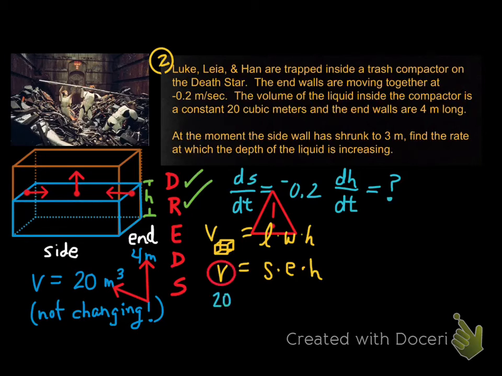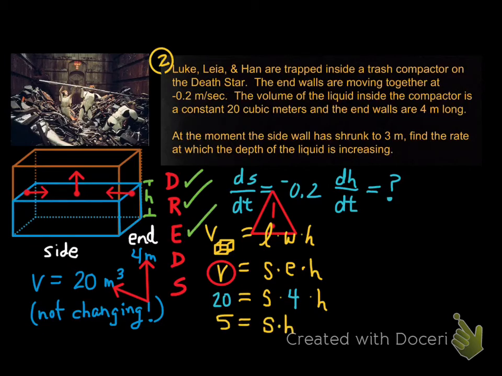And now I'm going to put in 20, since that is an unchanging value. I'm going to put a 20 in for volume. The side wall length is indeed changing. The end wall is a constant, unchanging value of 4. And the height of the liquid will be changing. So right now, our equation that we're going to use is 20 equals S times 4 times H. I'm going to divide both sides by 4 and have this equation: 5 equals S times H.